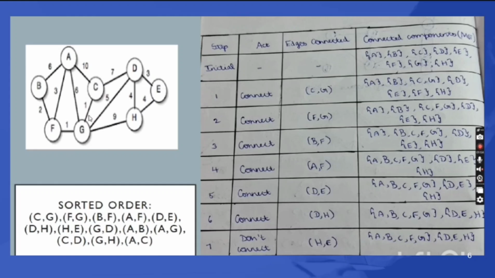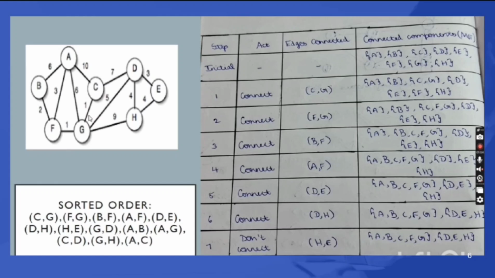The first step is to pick the first edge in the sorted order, that is C and G. We have to check whether C and G are in different sets. If they are in different sets, then we can connect that edge. Initially, C and G are present in different sets, and hence we can merge them. The action becomes connect, the edge connected is C and G, and the connected components are A, B, C, G, D, E, F, H. That is, C and G are connected over here.